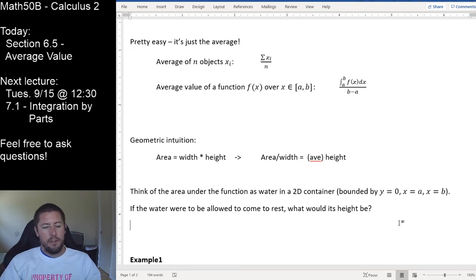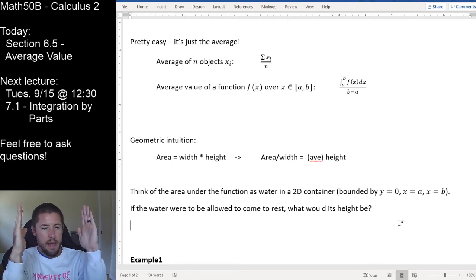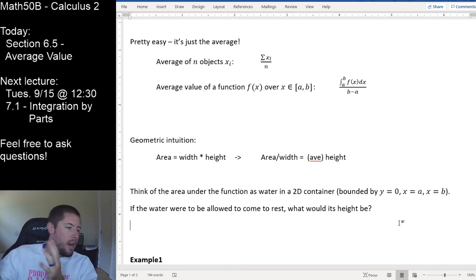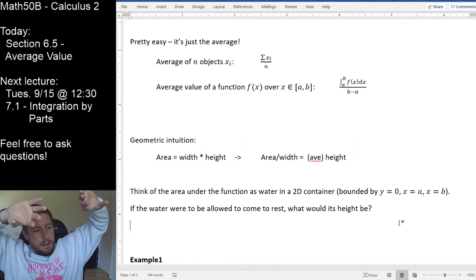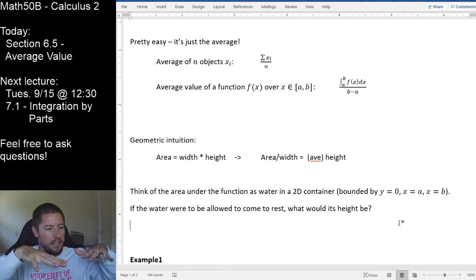What you should be picturing for average value is that the area underneath the curve, bounded below by y equals 0, bounded left and right by x equals a and x equals b, the area underneath that curve and within those three boundaries is water, but it's water that's in motion because we see that some parts are high, some parts are low. What we want to think to ourselves is, if we were really to allow that water to settle and come down to rest, what would be exactly the height of the water? That is the average value of our function in that case.